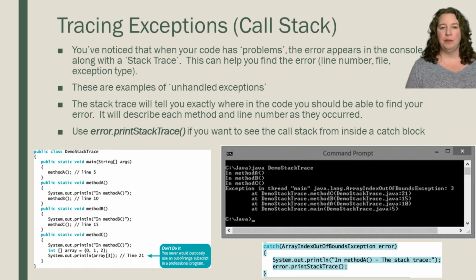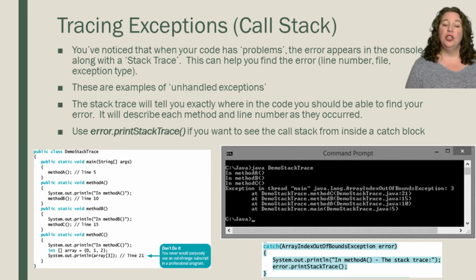So you'll get an exception. It also tells you exactly where in the code you should be able to find your error, describing the method and the line number as they occurred. So again, the bottom of the code is usually your main, whereas the top is usually the method in your utility, might be inside of your code itself, that broke, and it threw an exception at that point.